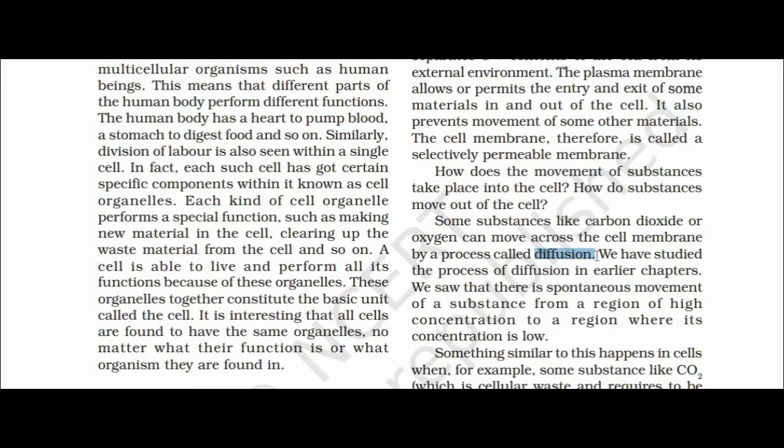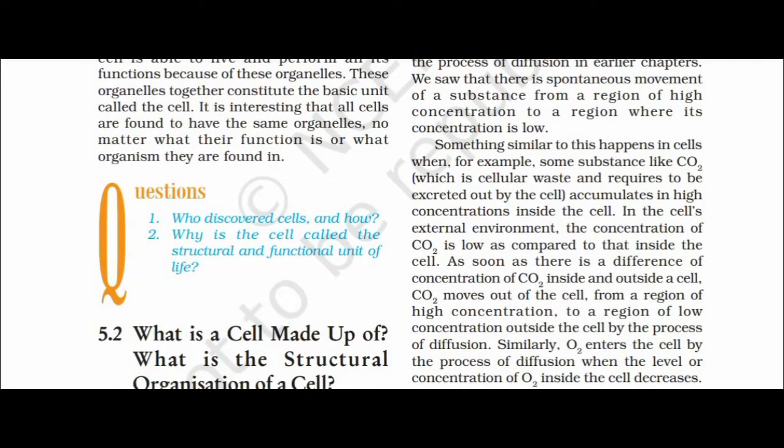We saw that there is a spontaneous movement of a substance from a region of high concentration to a region where its concentration is low. So let us see here, something similar to this happens in cells. For example, some substances like CO2, which is cellular waste and requires to be excreted out by the cell. CO2 is a cellular waste. It needs to be thrown out of the cell. It accumulates, it gets collected in high concentration, in large quantity inside the cell.